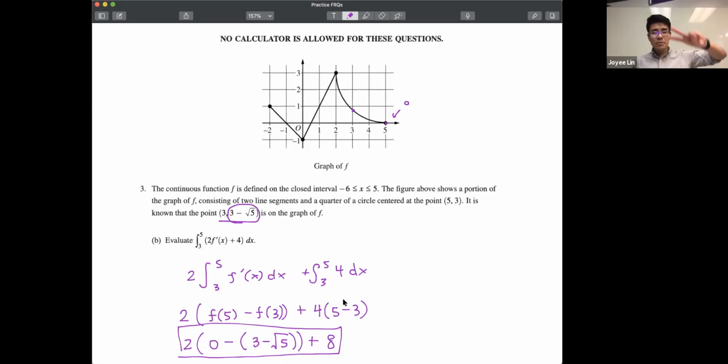Cool, so we've invoked 2 parts of calculus, right? We've done the area under the curve definition. We've done the fundamental theorem of calculus definition.